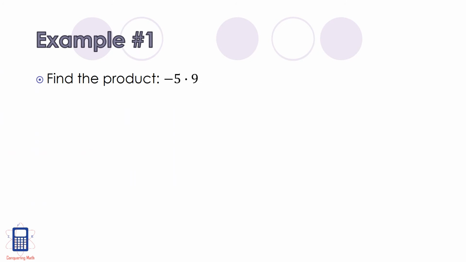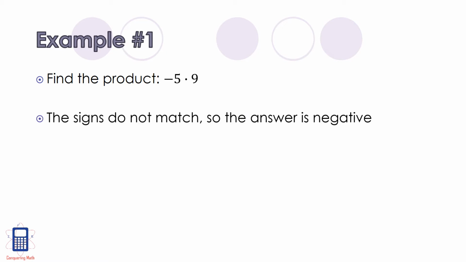So let's take a look at our first example. We need to find the product of negative 5 times 9. So we have one negative number, which is negative 5, and one positive number, which is 9. So our answer will be negative. And then at that point, we just need to multiply together. So 5 times 9 is 45, and since our answer should be negative, now we know that negative 5 times 9 is negative 45.